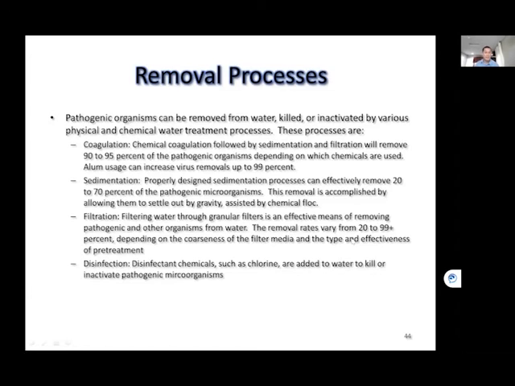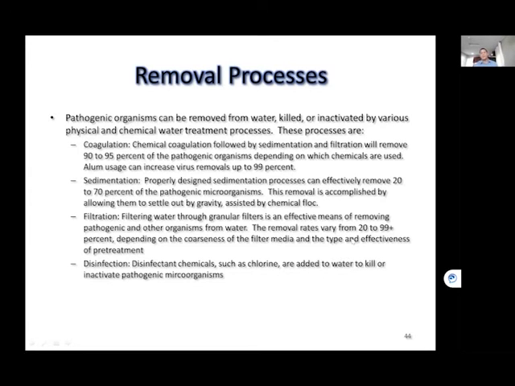So first you have your coagulation. Coagulation is going to remove 90 to 95% of pathogenic organisms, depending on which chemicals you use. Alum usage can increase virus removal up to 99%. Sedimentation: 20 to 70% of pathogenic organisms are removed by sedimentation. Filtration: filtering water through granular filters is an effective means of removing pathogenic and other organisms from water. The removal rates vary from 20 to 99 or plus percent, depending on the coarseness of the filter media and the type and effectiveness of pretreatment.